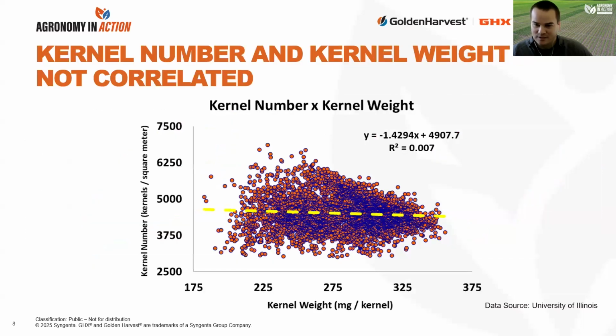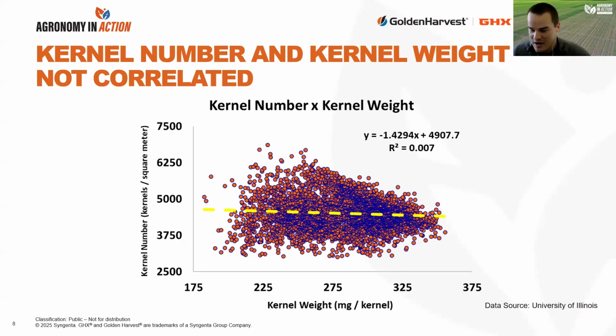But what about the correlation between kernel number and kernel weight? So there really is no relationship. They are not correlated with each other. So you could have a lot of kernels, but they could be heavy or they could be light. And vice versa, you could have a few kernels, and those kernels could be either heavy or light.